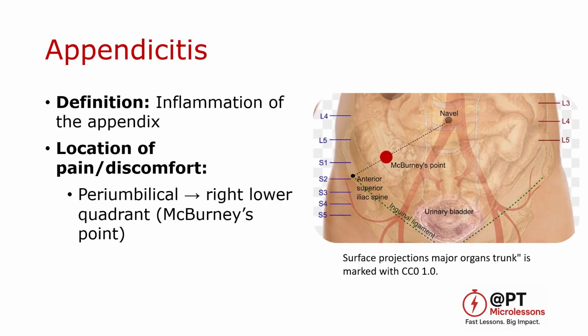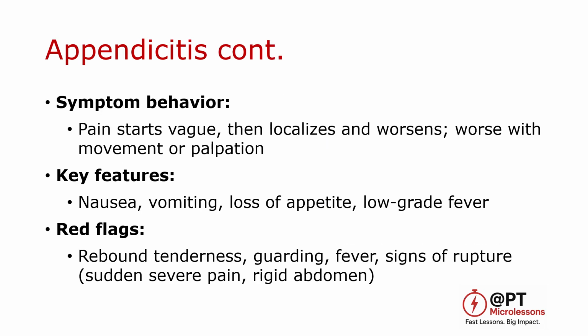Let's look at appendicitis first. Appendicitis is inflammation of the appendix. Pain typically starts as vague periumbilical discomfort, then localizes to the right lower quadrant, an area referred to as McBurney's point, shown here with the red dot. Other factors to keep in mind are that the symptoms worsen over time and are often aggravated by movement or palpation. Also, key features include nausea, vomiting, loss of appetite, and low-grade fever.